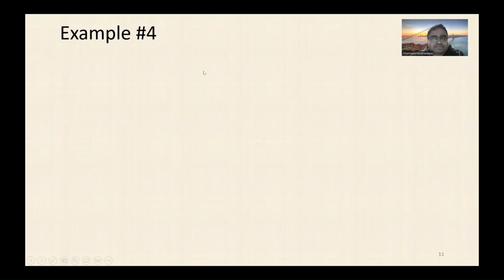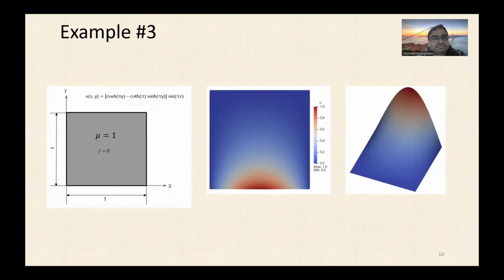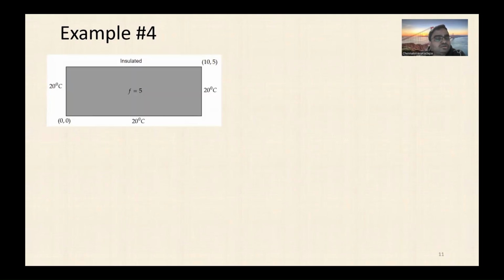In this last part of this lesson, we are going to look at how to extend the code we have developed so far to problems with non-zero Neumann boundary conditions. Okay. So for this setup, we are going to consider a different physics. Instead of the diffusion, we have heat transfer, conduction heat transfer.